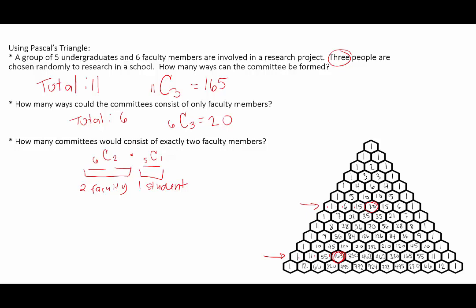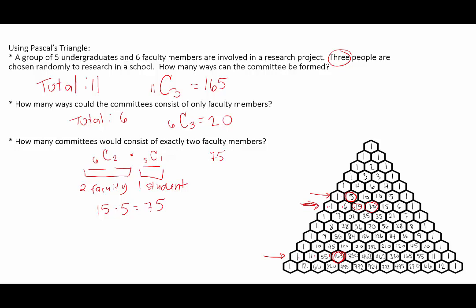So 6 choose 2. Here's the 6th row again. 0, 1, 2 is 15. Times the one student, that's 5. So I need to go up to the 5th row, 0, 1. 5 choose 1. 15 times 5 is 75. So there would be 75 committees where there's exactly 2 faculty members.